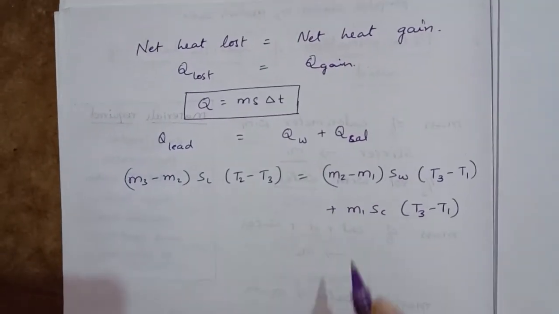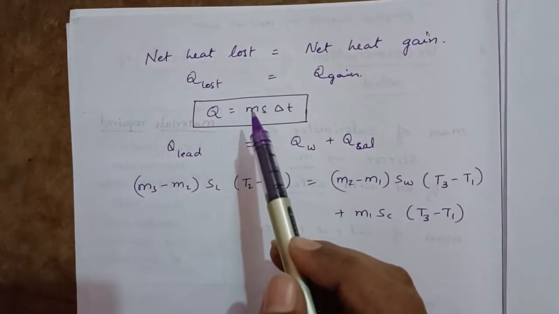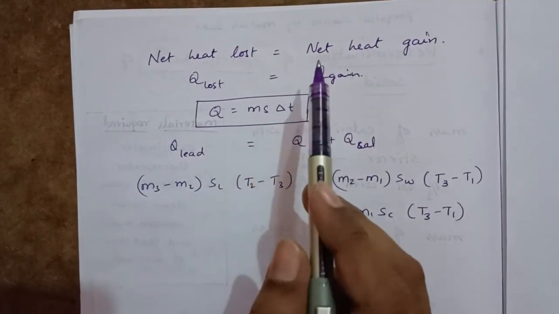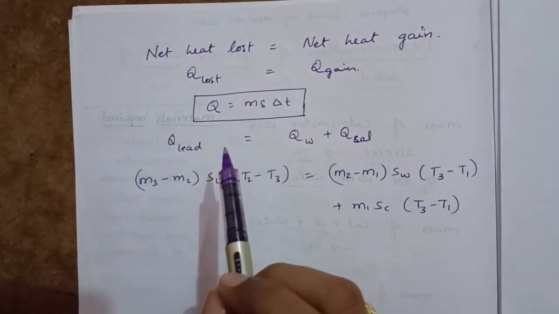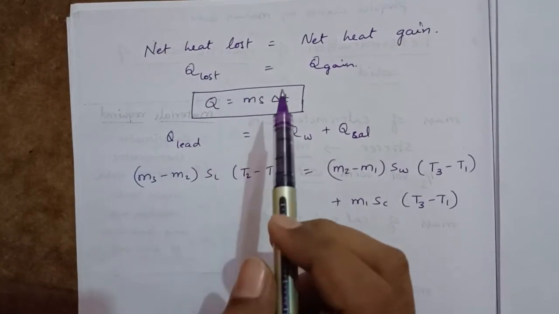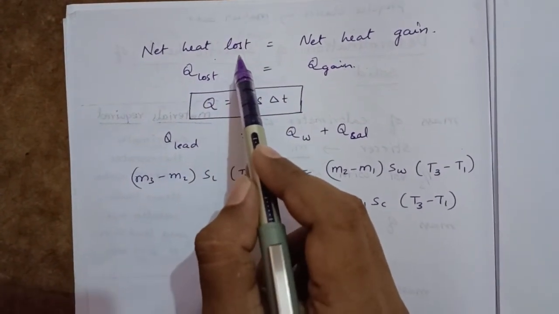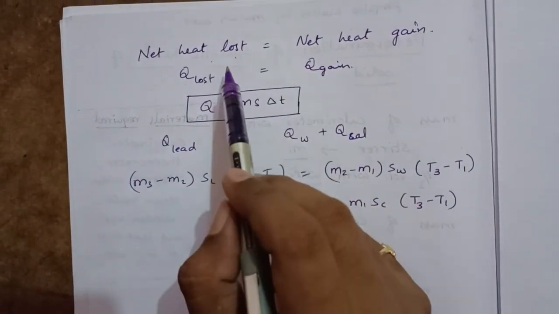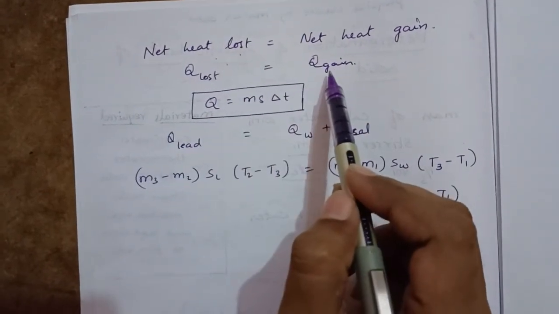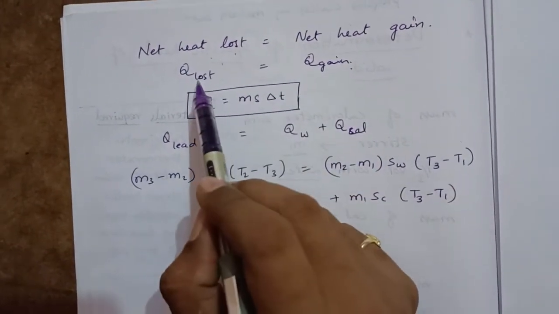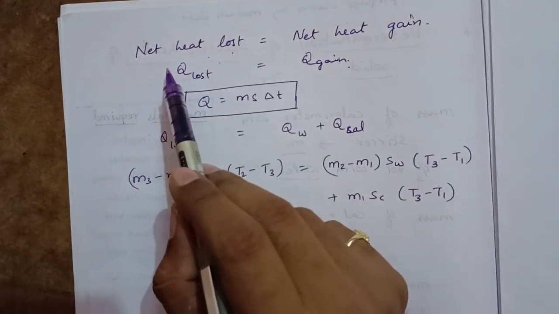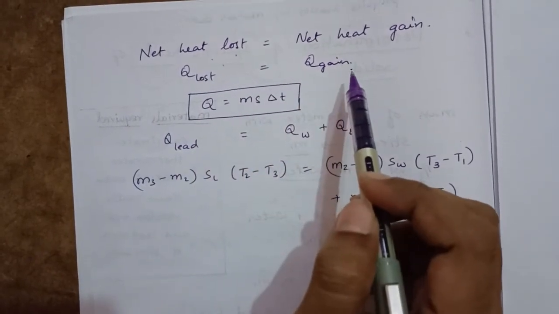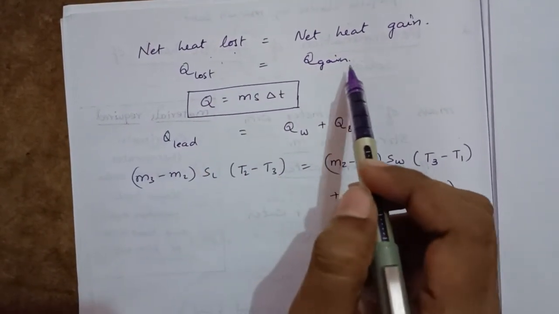Now, after adding that solid material into water, heat will be exchanged. Let us assume no surroundings absorb the heat energy. So net heat lost by the hot body equals net heat gained by the cold body. Heat lost, Q lost, equals Q gained.